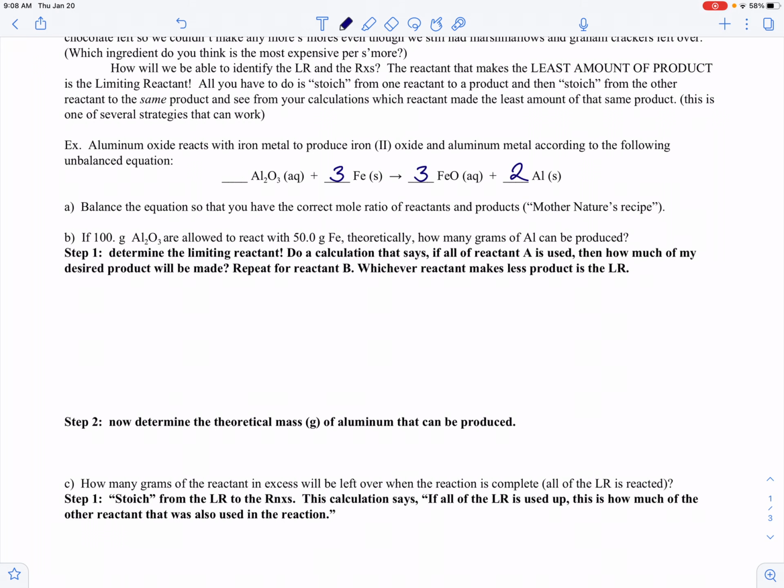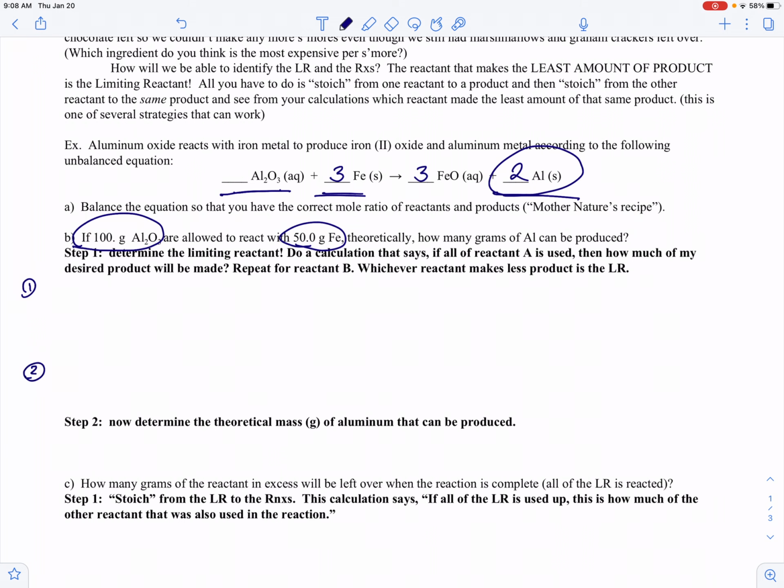Now in this problem, you're given two reactants, 100 grams of aluminum oxide and 50 grams of iron. And it's asking you theoretically how much aluminum can be produced. So this is a lot like our s'mores lab. I've got marshmallows, I've got chocolate. How many s'mores can I make? So in this case, I'm going to basically break this up into two parts, two problems. So I'm going to say problem number 1, problem number 2.